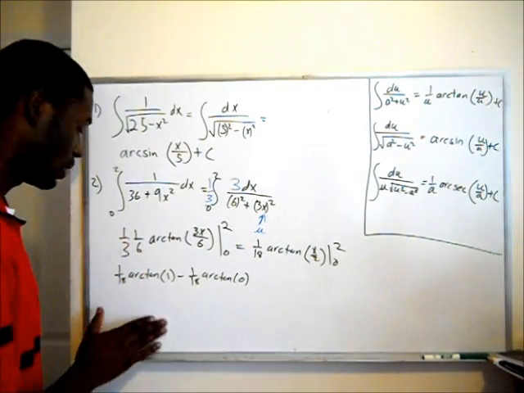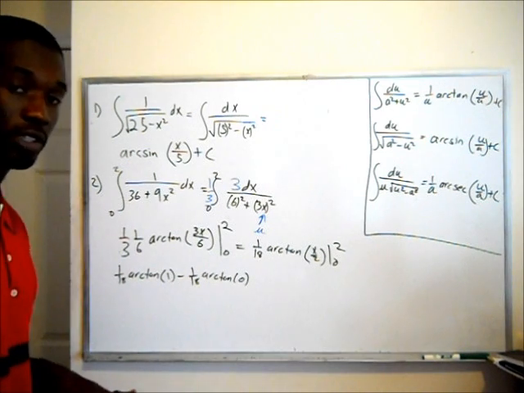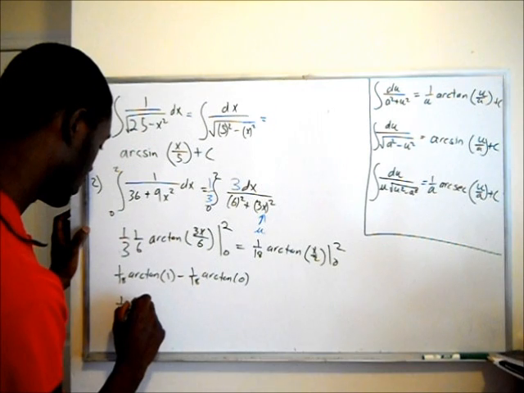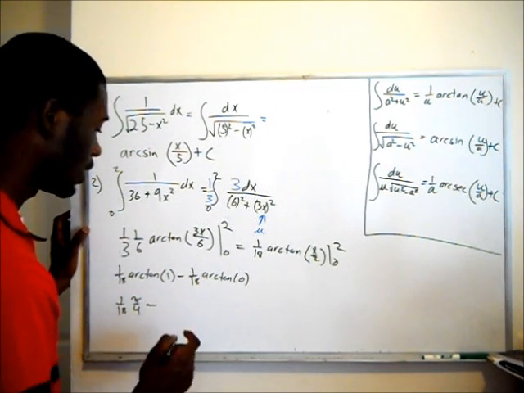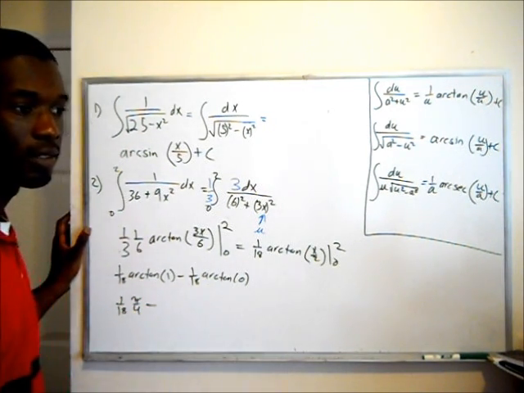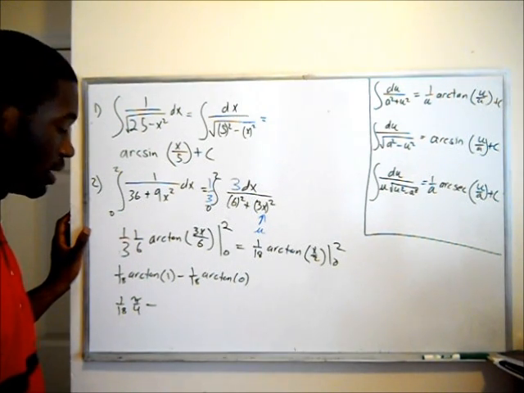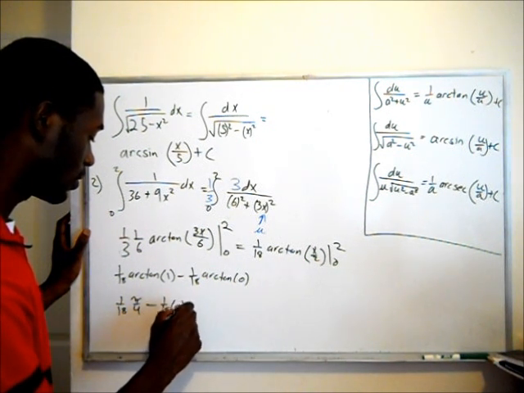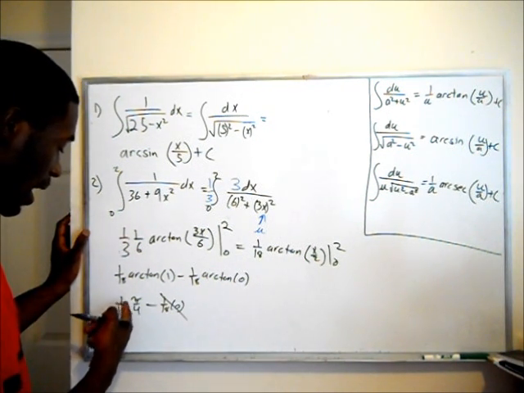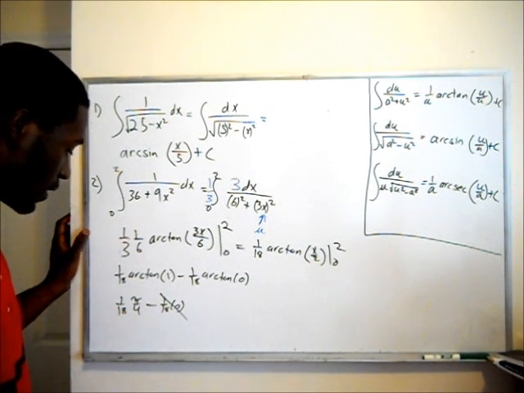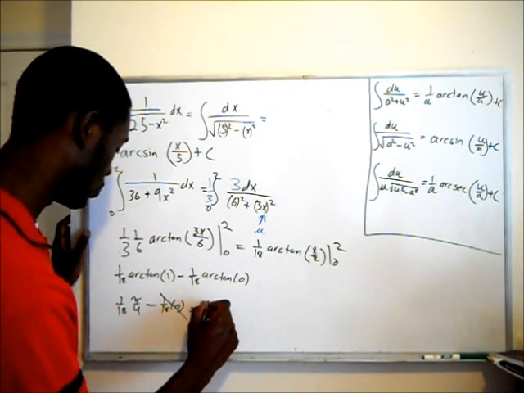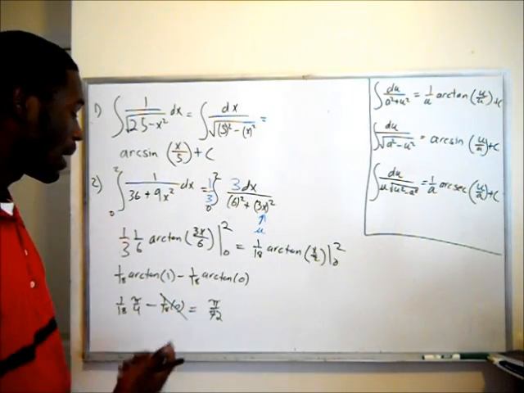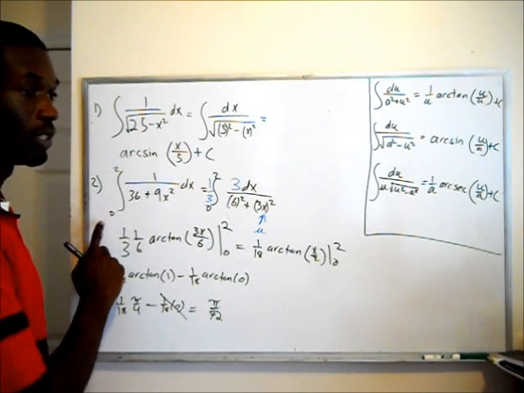Alright, so now I need to evaluate these. And arctan of 1 is just going to be pi over 4. That's going to be 1/18 times pi over 4. Now arctan of 0 happens at 0 radians. So this is just going to be 1/18 times 0. So that's gone. So my answer is pi over 72. So now you get pi over 72. So that's the area of this function between 0 and 2.